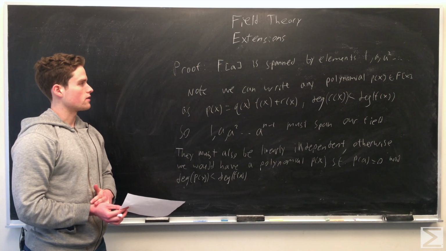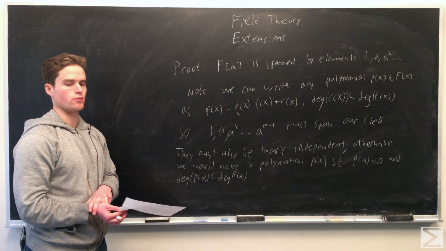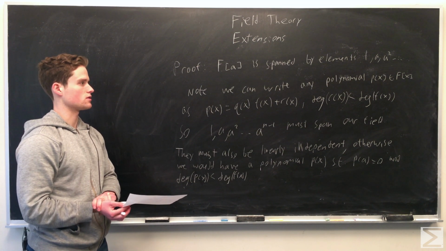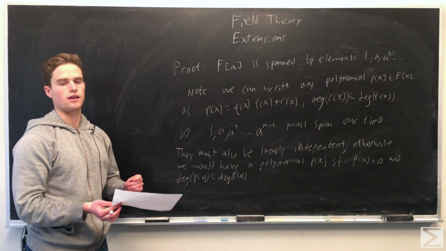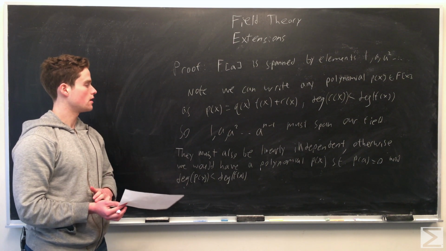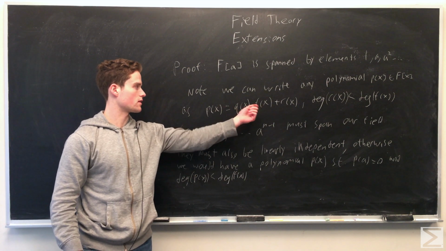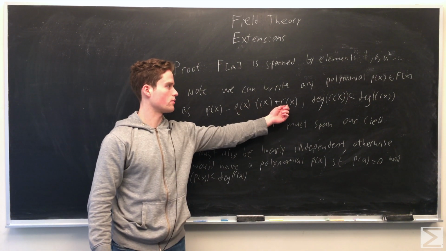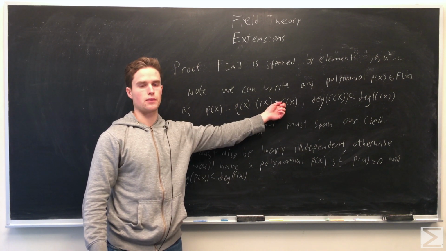So this is the same as being spanned by all the polynomials p of x in the ring of polynomials with coefficients in F over indeterminate x, and you're just plugging a into those polynomials. So that'll give you all the elements of our field. So we can write p of x as q of x times f of x plus r of x. F of x is the irreducible polynomial. R of x is some remainder of degree less than f of x. So r of x has degree at most n minus 1.